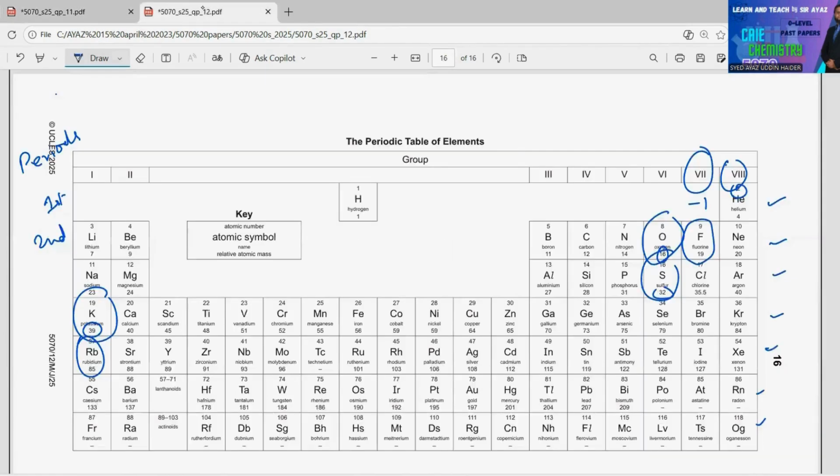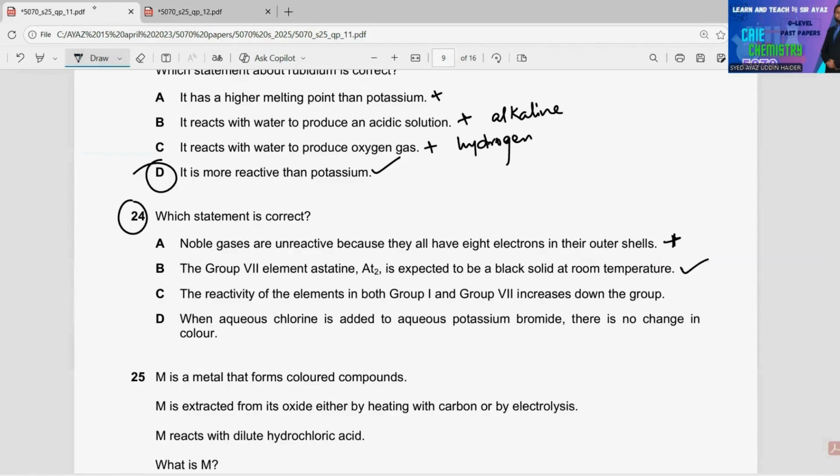Let's check this out. Group 7. What's happening in group 7? So we have fluorine, chlorine, bromine, iodine, astatine, and tennessine. Fluorine, light yellow gas, chlorine, yellow-green gas, bromine, reddish-brown liquid, iodine, gray-black or purple solid. Astatine can be black solid. So this looks correct to me. For your convenience, I am checking the other statements.